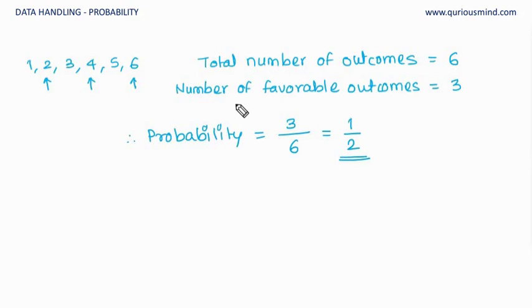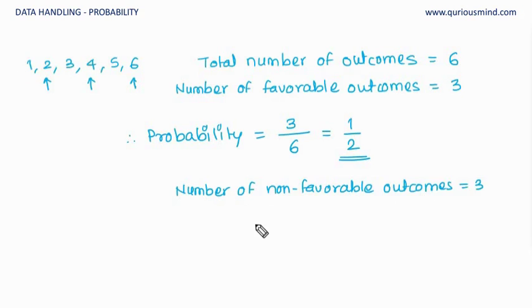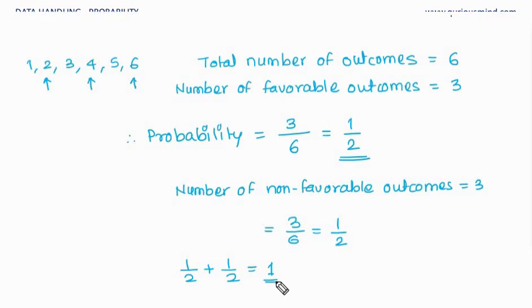Now what is the probability of me not getting a favorable outcome? So number of non-favorable outcomes. They are also 3: 1, 3 and 5. And so their probability also is 3 upon 6, and that is equal to 1 upon 2. And now if I add these two probabilities, I get 1. And hence we can conclude that the sum of probability of favorable event and unfavorable event is 1.